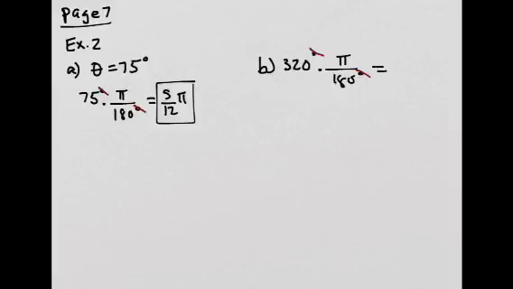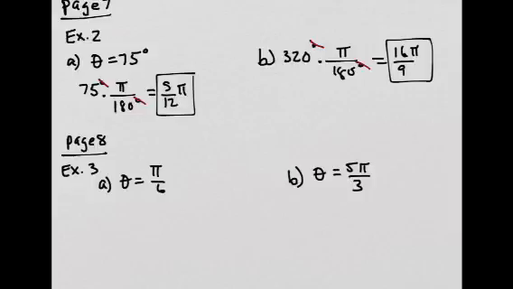And when you reduce 320 over 180, you get 16 pi over 9. So you can reduce them by 20, both top and bottom. Okay? So now in example 3, we're going the other way around. You have the angles in radians, and they want you guys to convert it to degrees.